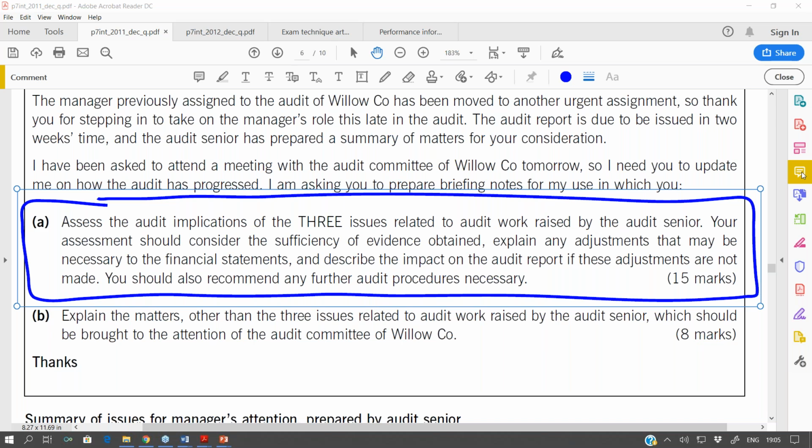So please try to read requirement A yourself in a minute and try to understand. Suppose this is the question in front of you in the September 19 exams, and you're sitting in an exam hall and you get this requirement for 15 marks. Try to understand what the examiner is asking.